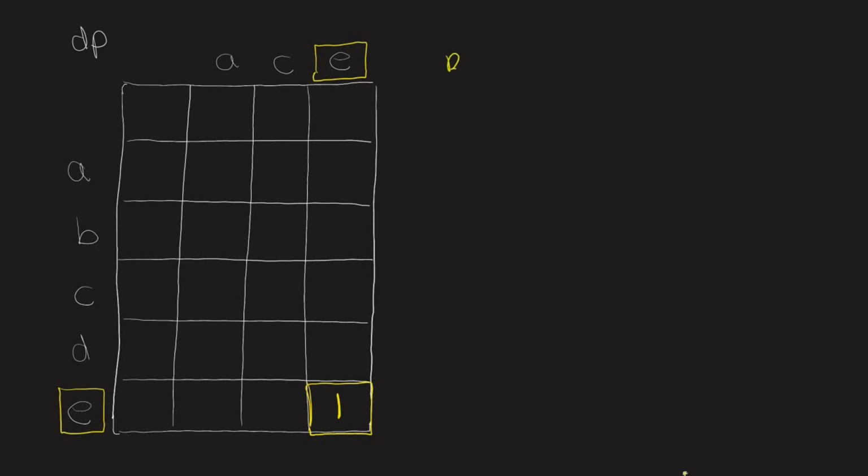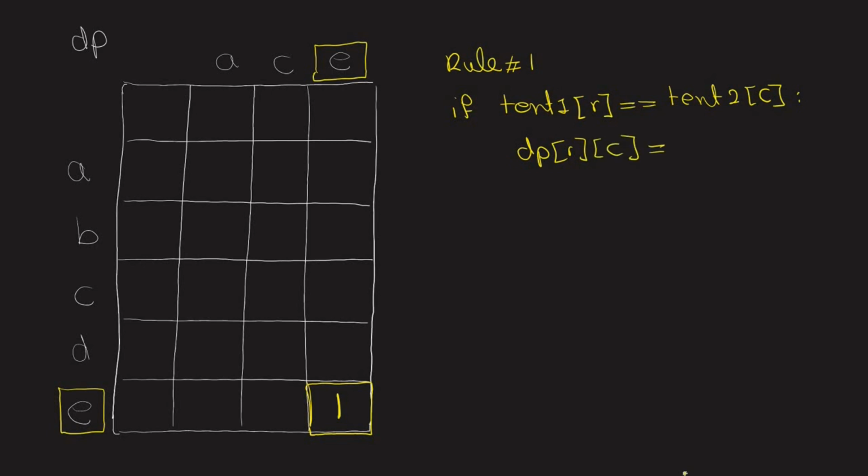Okay, maybe we could develop the rule number 1, and we could say if my text 1 R equals my text 2 C, I can say dp of R and C equals 1. So I'm just saying if this is matching to this one, we know we can put 1 here. Okay, so for the rows we used index R, for columns used index C. So that could be our rule 1 so far.